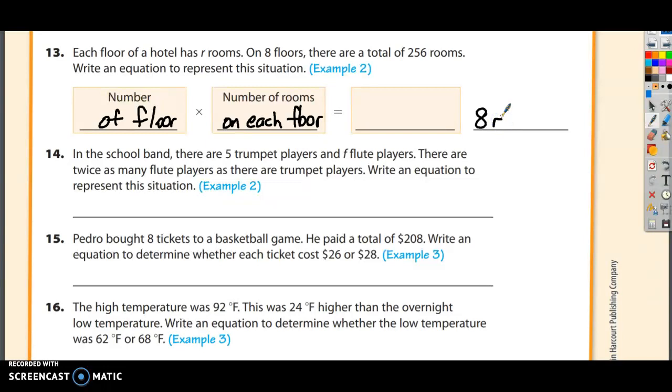So it's 8 times R. And that's going to be the total number of rooms. And that's going to be equal to 256. That's all we have to do here for number 13. I know that's kind of confusing. Should make a little bit of sense. If you know the number of floors and you know the number of rooms on each floor, you would multiply them to get the total number of rooms. So it's going to be 8 floors times R rooms per floor, and that's a total of 256. Let's not overthink that too much.